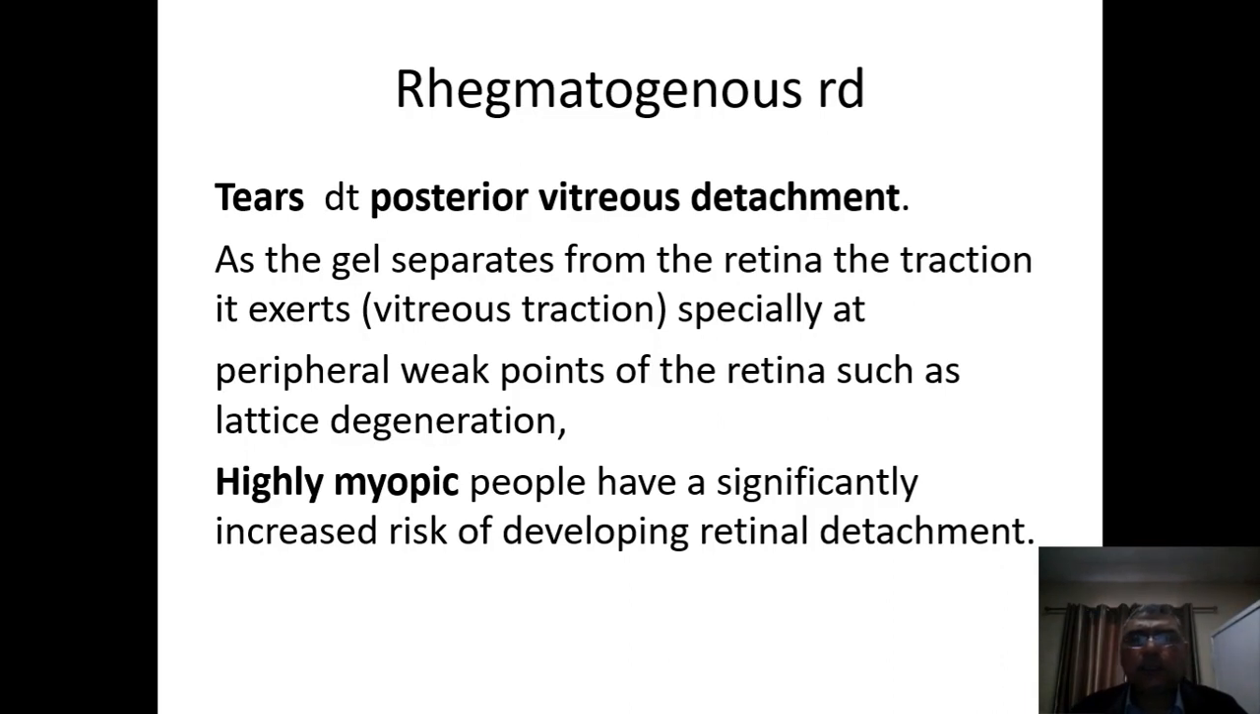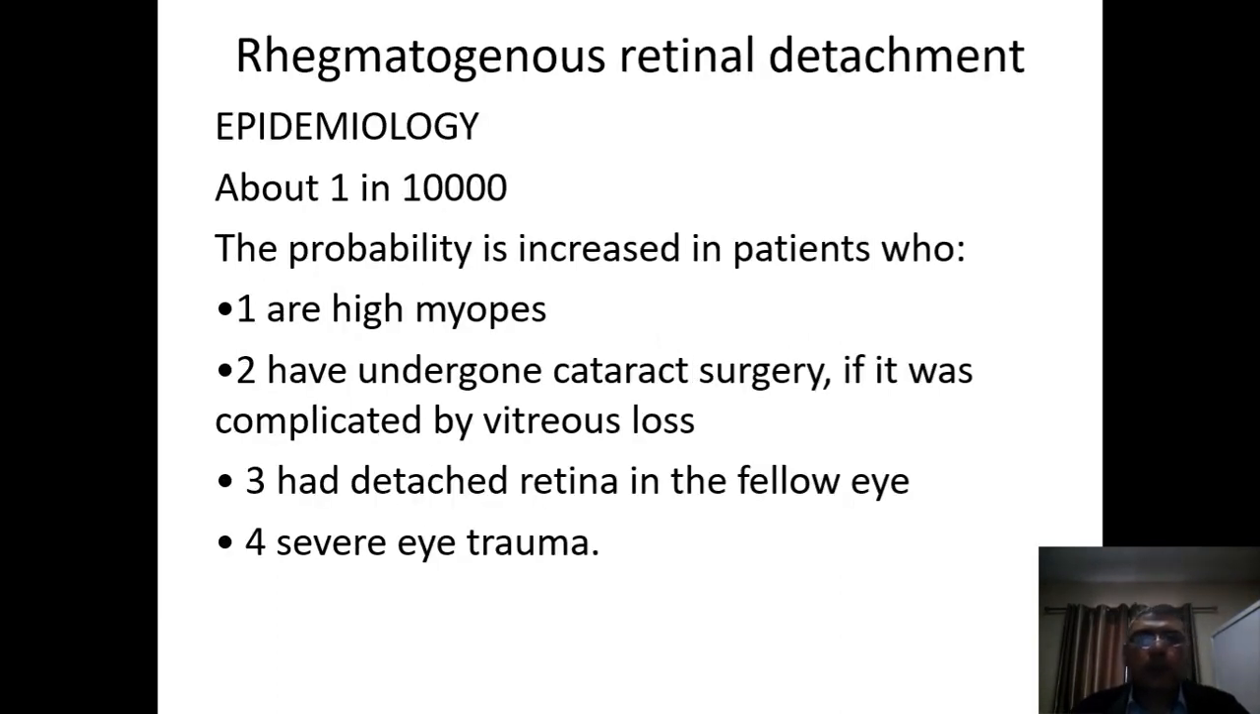In rhegmatogenous retinal detachment, there is a retinal tear that usually occurs due to posterior vitreous detachment, usually in patients with peripheral retinal degenerations, as lattice degenerations. High myopia also is a very high risk for rhegmatogenous retinal detachment. Usually, high myopes are affected. Patients undergoing cataract surgery, especially complicated cataract surgery associated with vitreous loss. Patients may have detachment in the fellow eye.